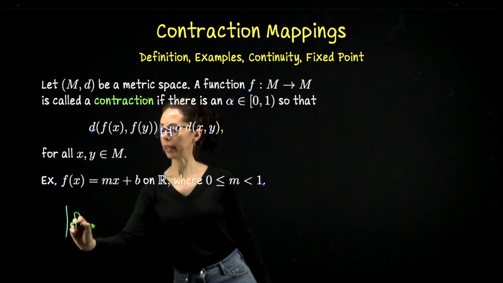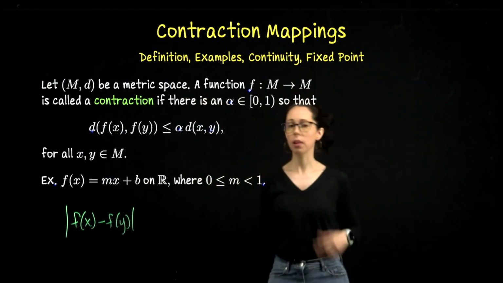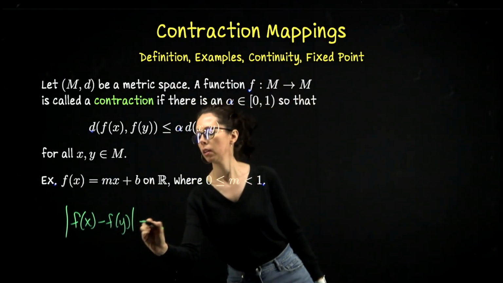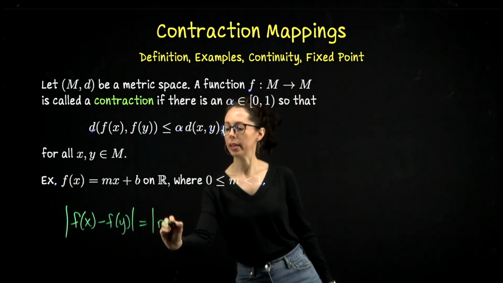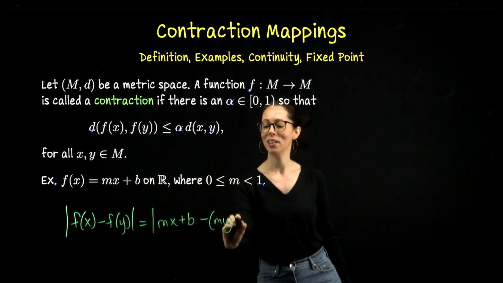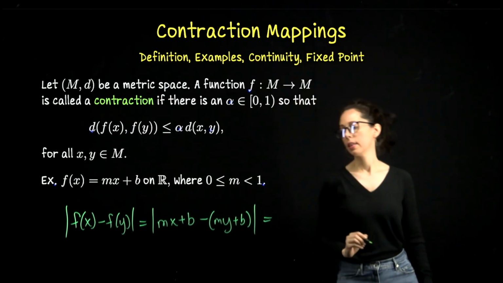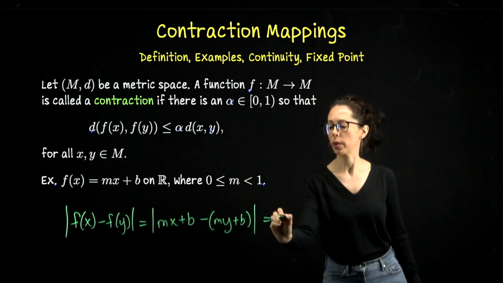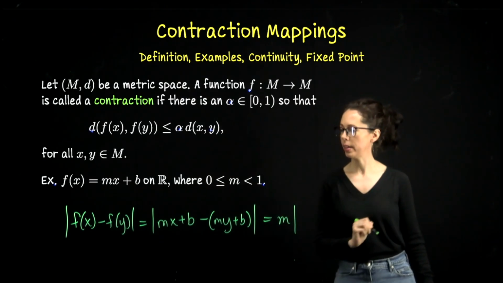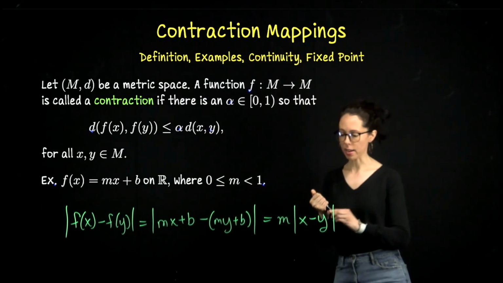So what would it look like if I took two inputs, x and y, these are any real numbers, and plug them into this function? Well, we know exactly what that would do. It would be mx plus b minus my plus b. The b's cancel out. The m here is between 0 and 1, so I could just pull it right in front and have m times x minus y. And at this point, we are done.